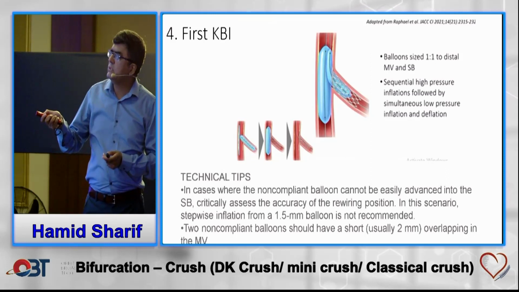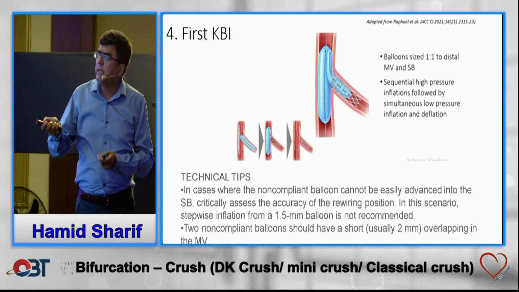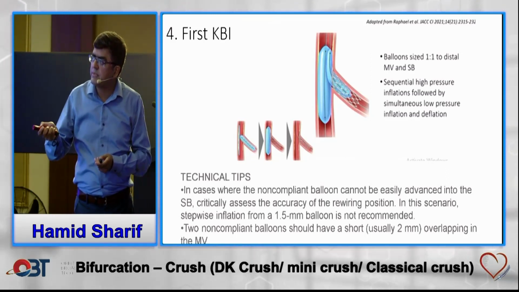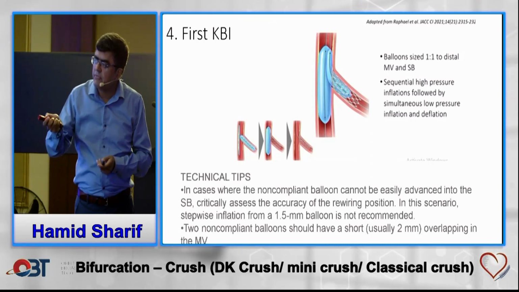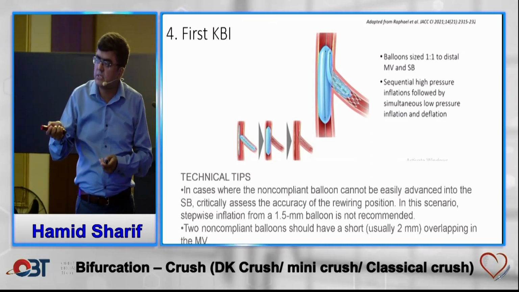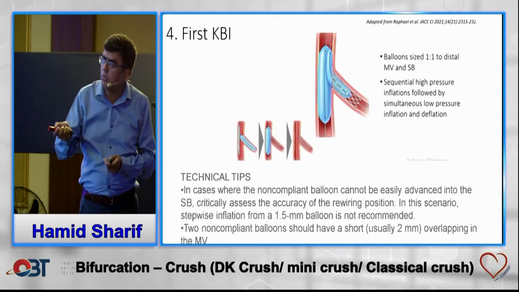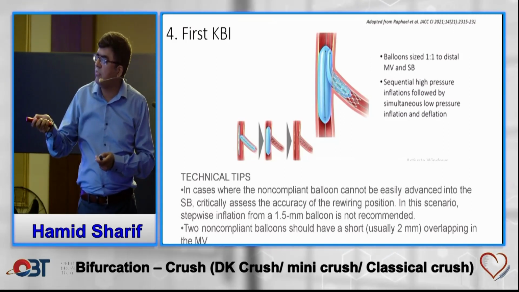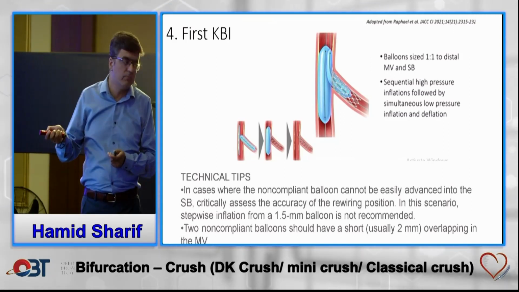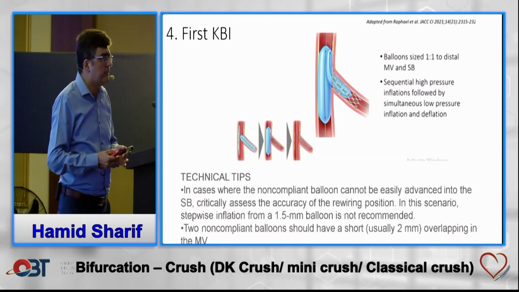So balloon size 1:1 to distal. For example, if this is a 2.75 vessel, you take a 2.75 balloon. And if the distal vessel diameter is 3.0, you take a 3.0 balloon. And sequential high pressure inflation followed by simultaneous low pressure inflation is important. It's very important. A lot of people ask about what the pressures are.